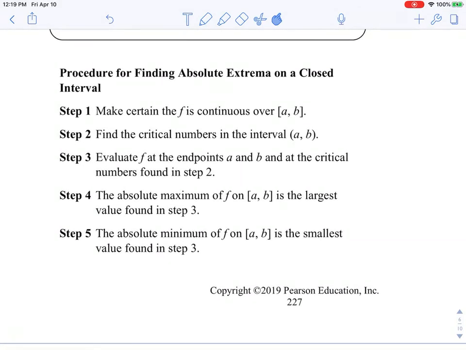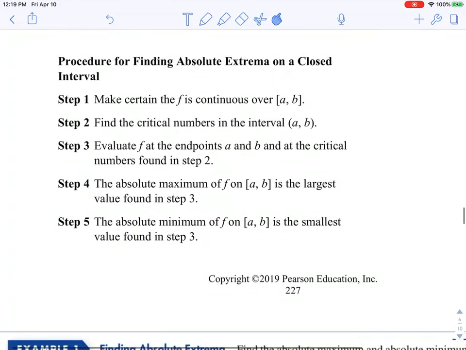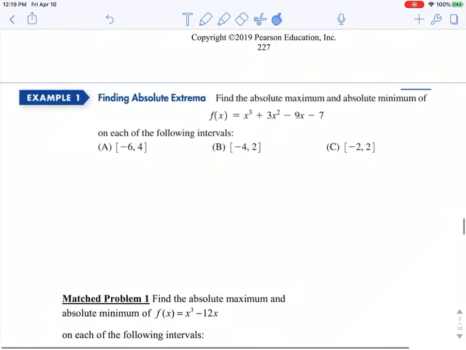So how do we locate these? To find our absolute max and absolute min, you first have to have that closed interval in a continuous graph. You find your critical numbers, just like we did before, by taking the first derivative, and then you find the values at each of the endpoints and the critical values, as long as they are within the interval.